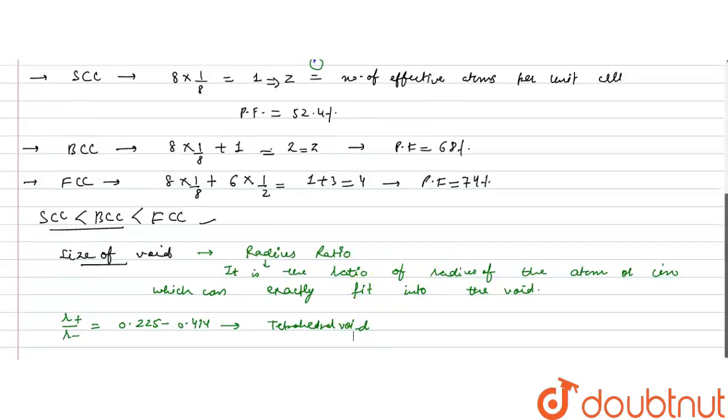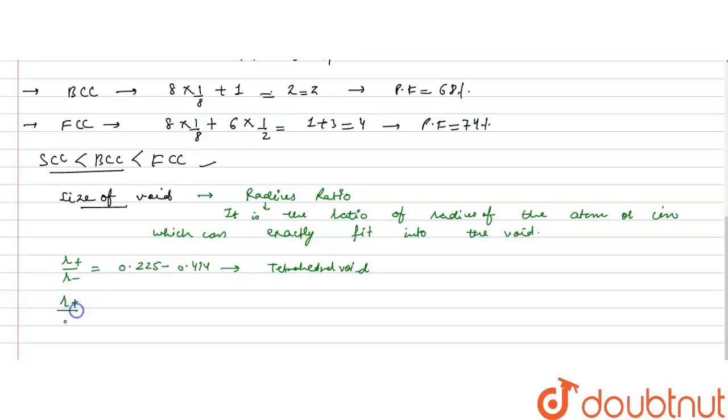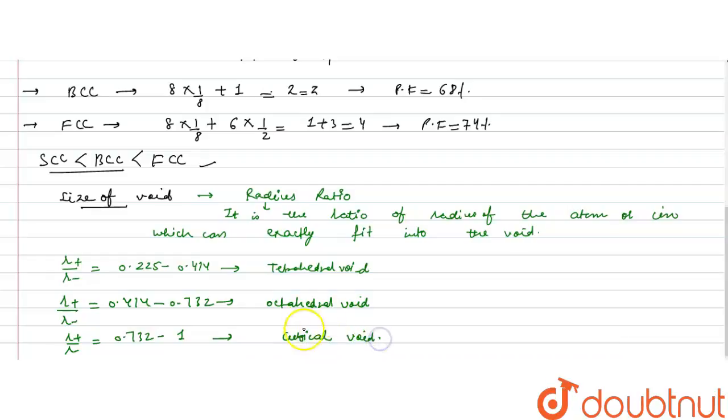And when this radius ratio becomes more than 0.414 to 0.732, then the octahedral voids will be occupied. And when this ratio becomes more, that is 0.732 to 1, then the cubical void will be occupied. It means the cubical void will have the greatest radius ratio, because the atom which will fit into the cubical void will have the higher radius ratio that can exactly fit into the void.